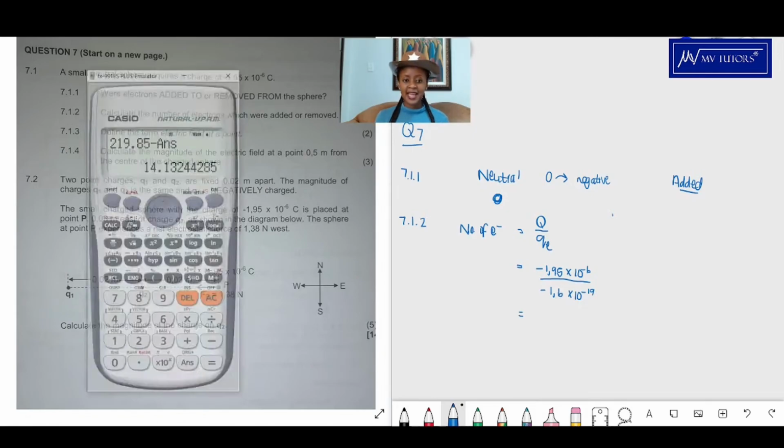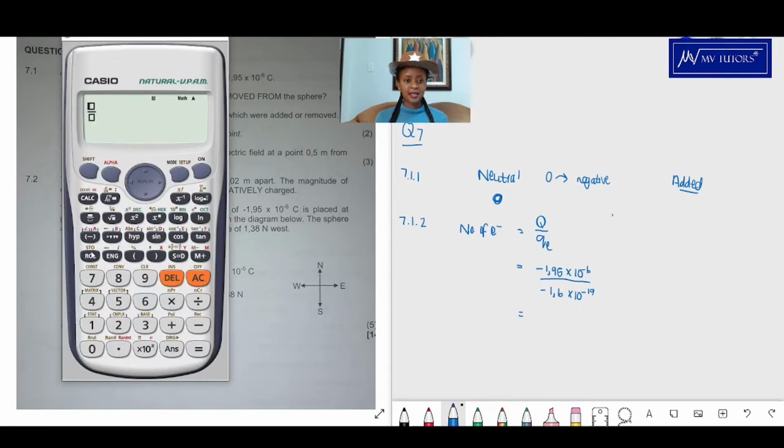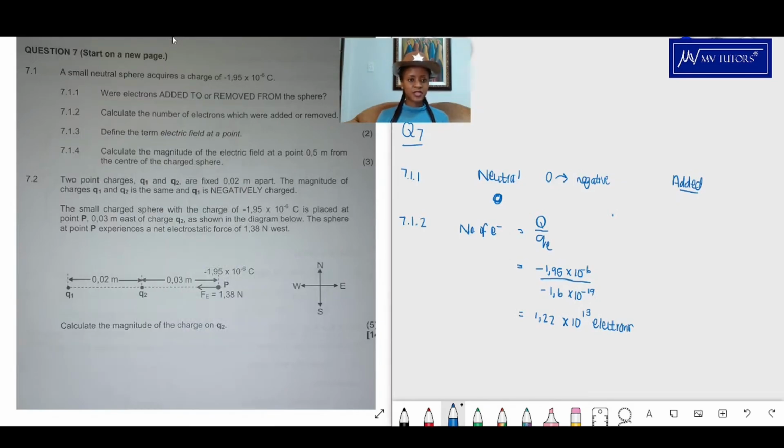I just confirmed. And yeah, let us see. So we have negative 1,95 times 10 to the power negative 6 divided by negative 1,6 times 10 to the power negative 19. Okay, and then you have how many electrons? We have 1,22 times 10 to the power 13 electrons. That's basically the amount of electrons that you have. Okay, this was a very nice question.